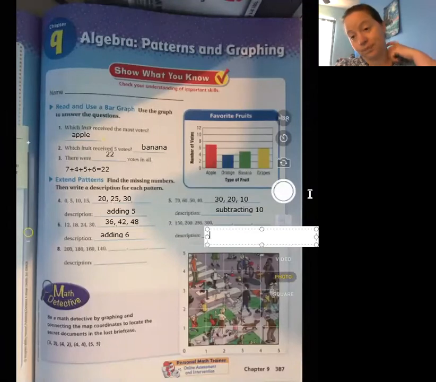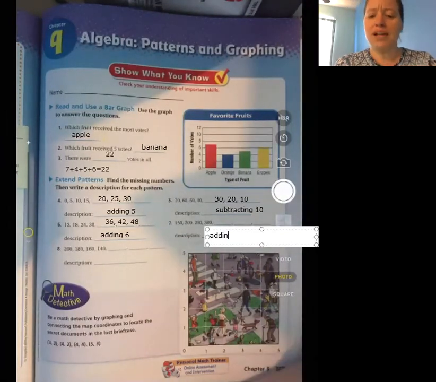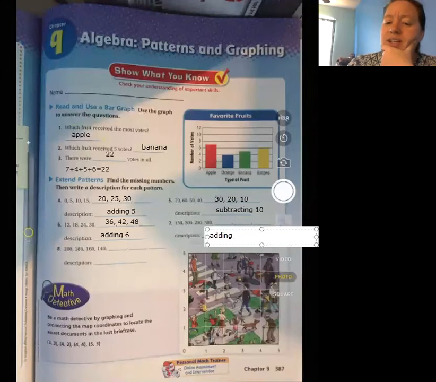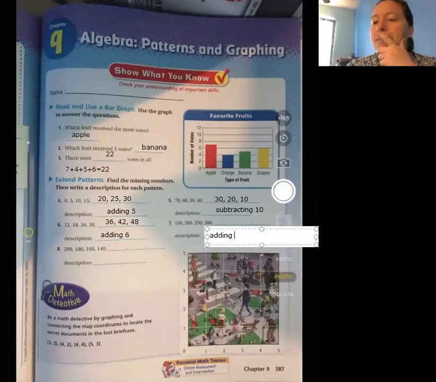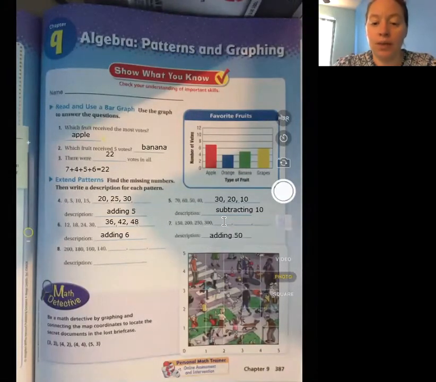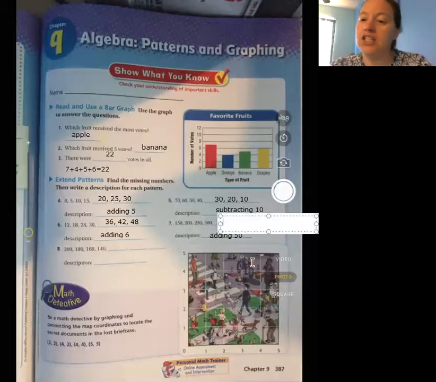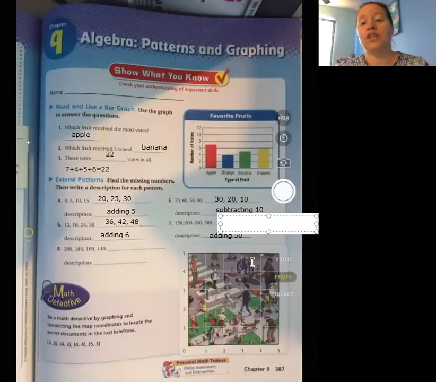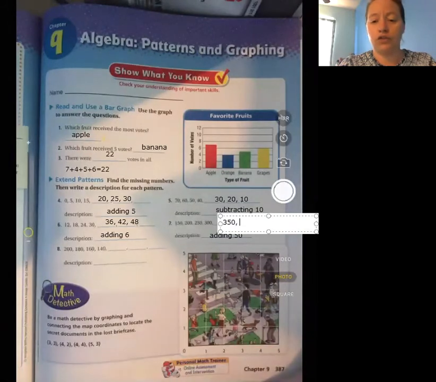Number 7, are we adding or subtracting first off? We are adding. How much? What is 250 minus 200? 50, right. So it's like going up here, except we have an extra 0 added on. So it's like going 15, 20, 25, 30, except it's 150, 200, 250, 300, 350, 400, 450.